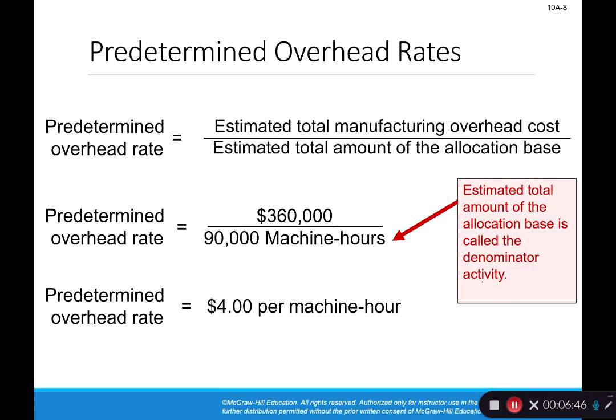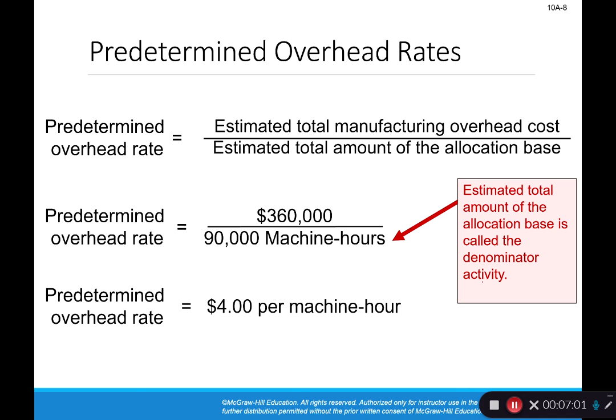So the first thing we can do is calculate our predetermined overhead rate, which is estimated overhead over estimated activity. So our estimated total overhead was 360,000, and our estimated total activity was 90,000 machine hours, which gives me a predetermined overhead rate of $4.